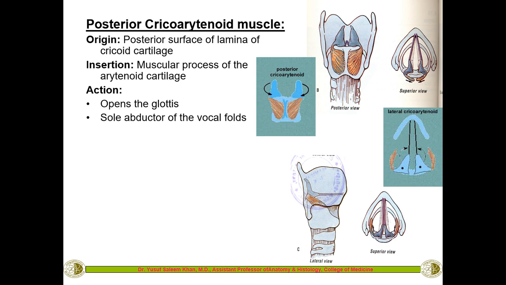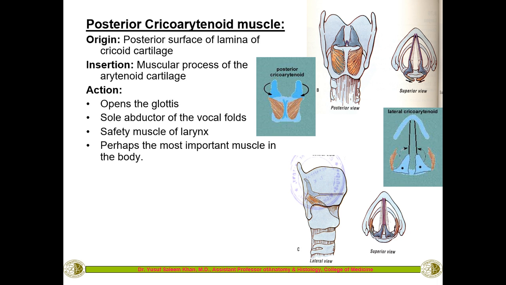It is the sole abductor of the vocal fold. It is the only muscle which opens the vocal folds. That's why this is called the safety muscle of the larynx. This is the safety muscle of the larynx because it opens and it prevents the death of the person.